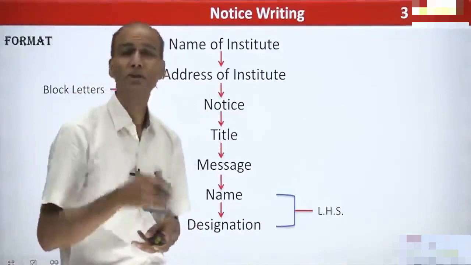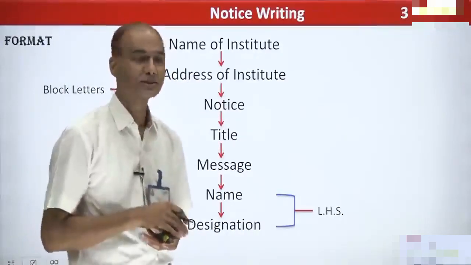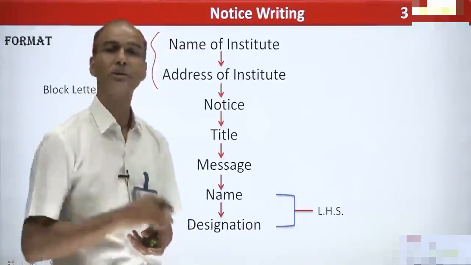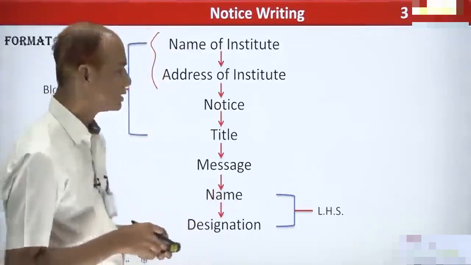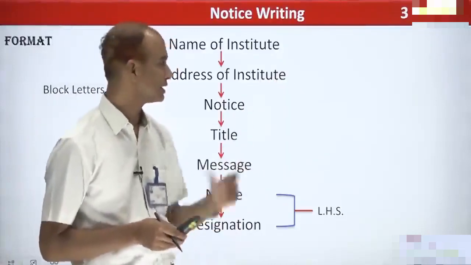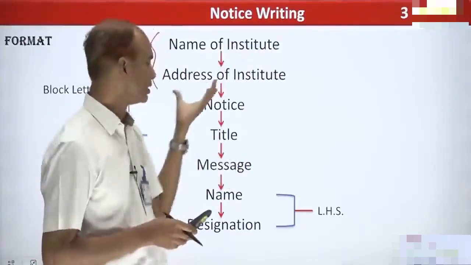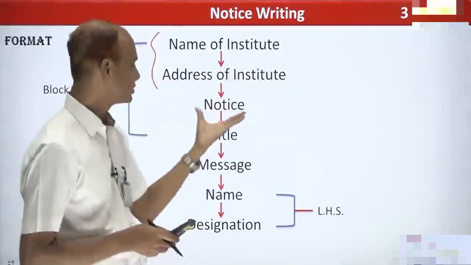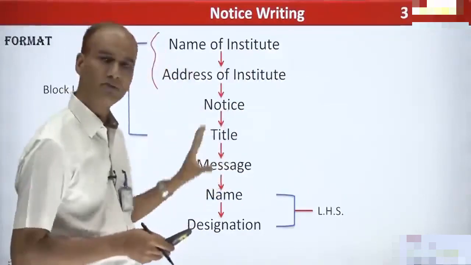Now, I said something about a notice related to society. Suppose a notice is to be given to the whole society, for example, Gokuldham Society. Then what will you write? You'll write the name of the society, Gokuldham Society, and the address as well, Goregaon, Powder Gully and all that. Then of course notice, date and all the rest will be the same.